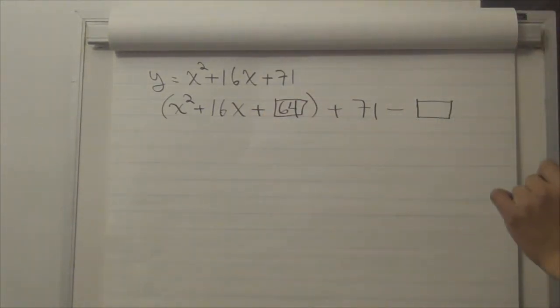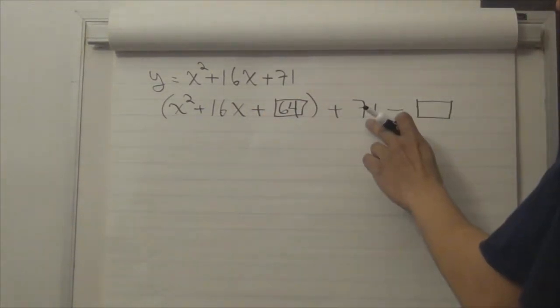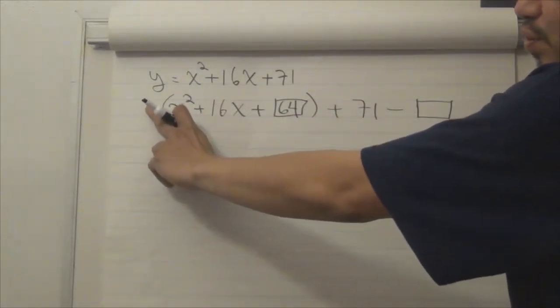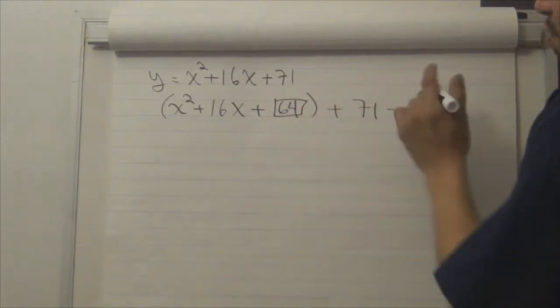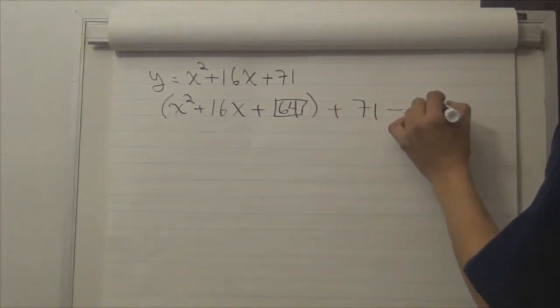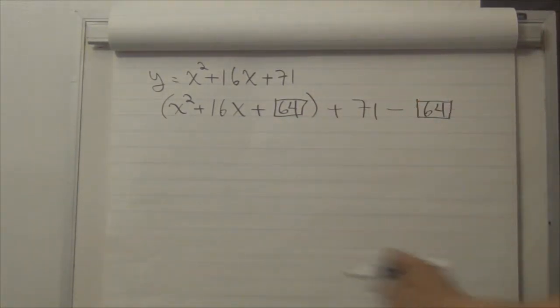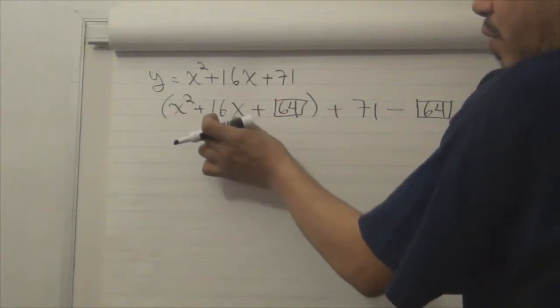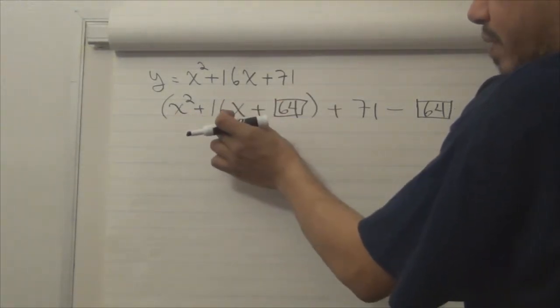Makes it 64. And then, is there a number here? No, right? So it's just 1. 1 times 64 is 64, so I just put 64 here. Okay? And now, guys, as soon as you did that, this turns into a PST, a perfect square trinomial.